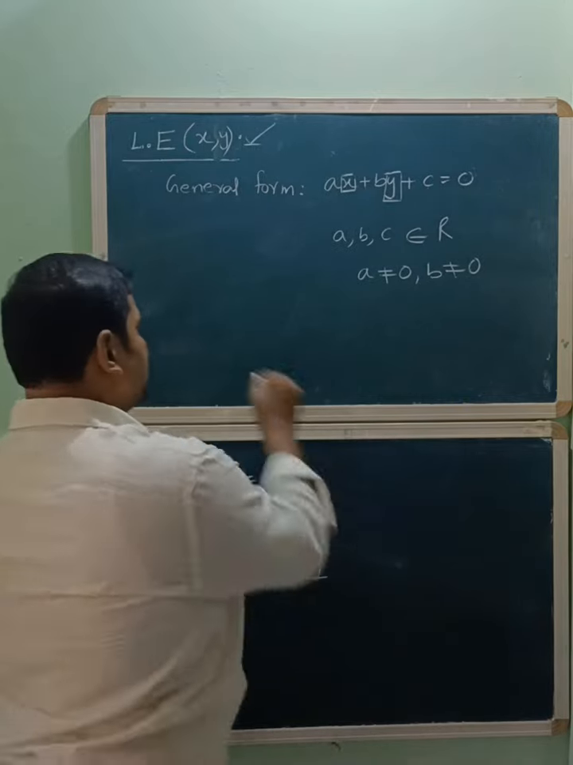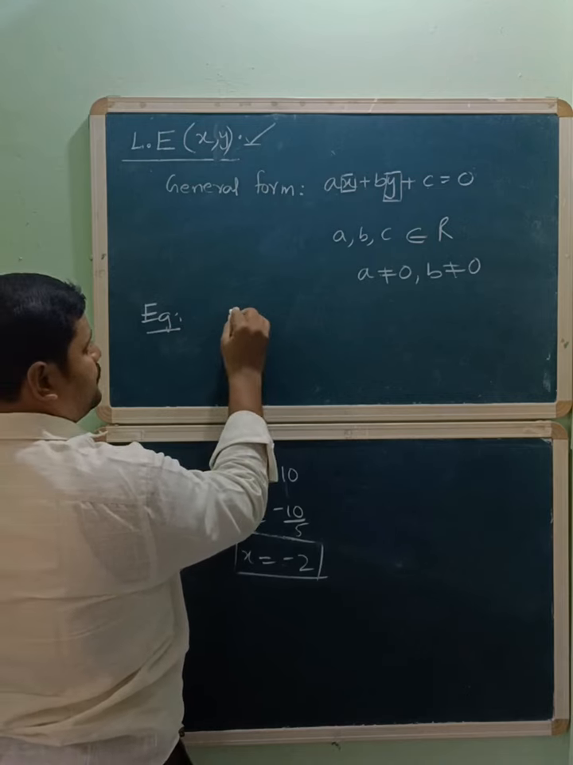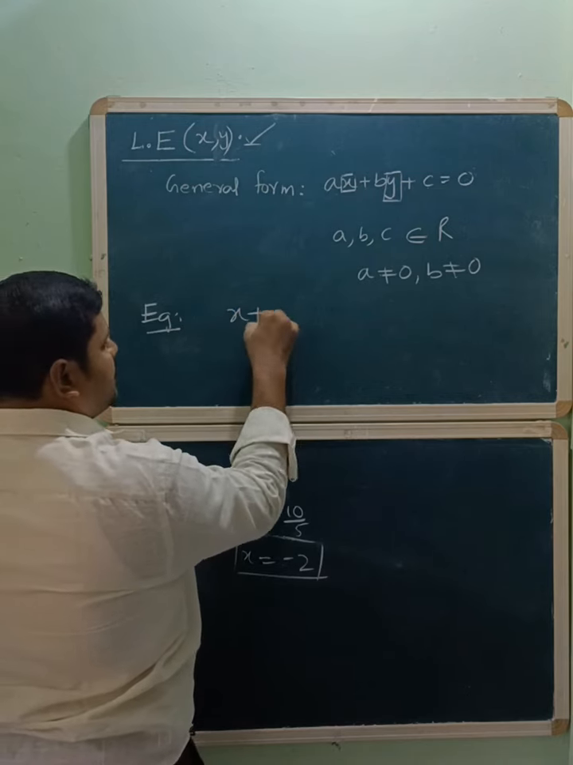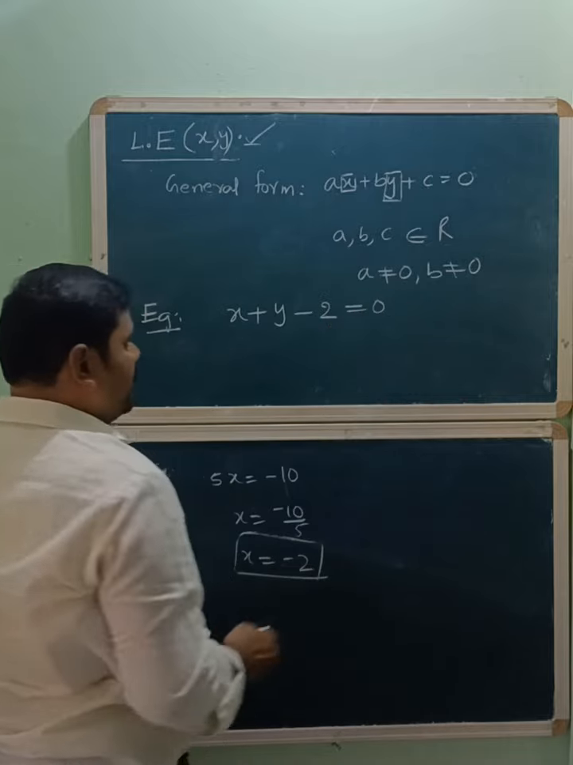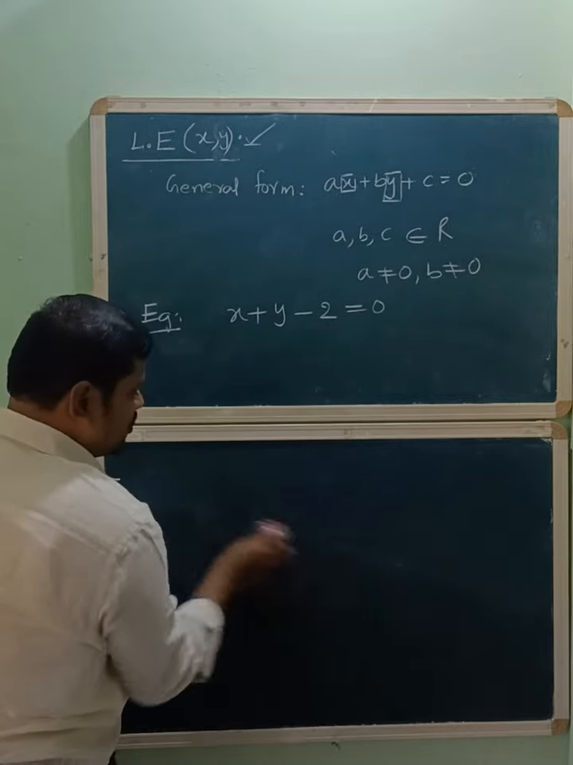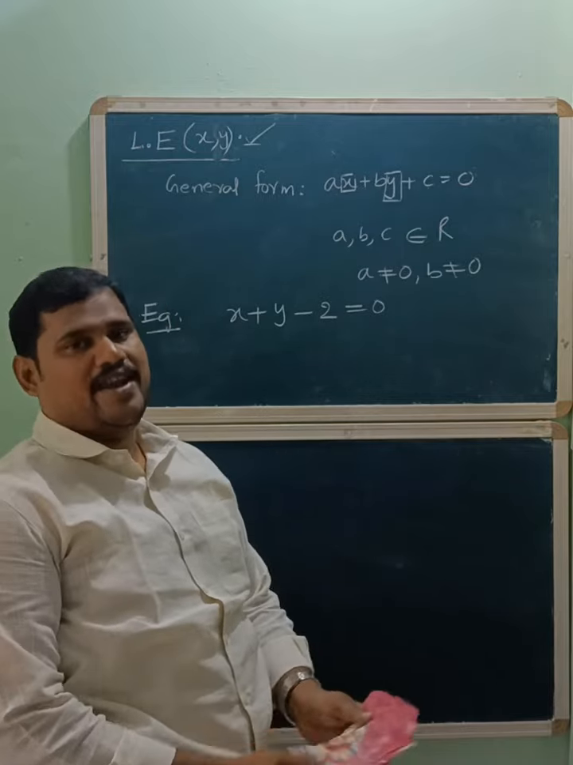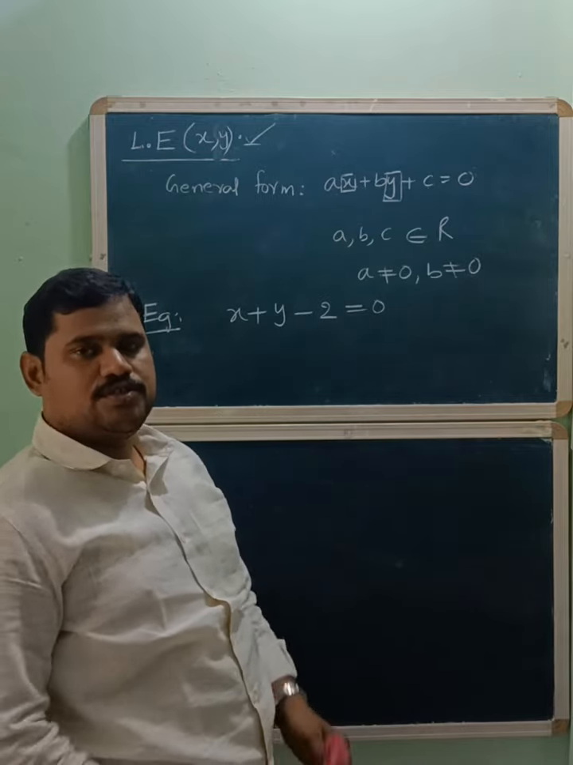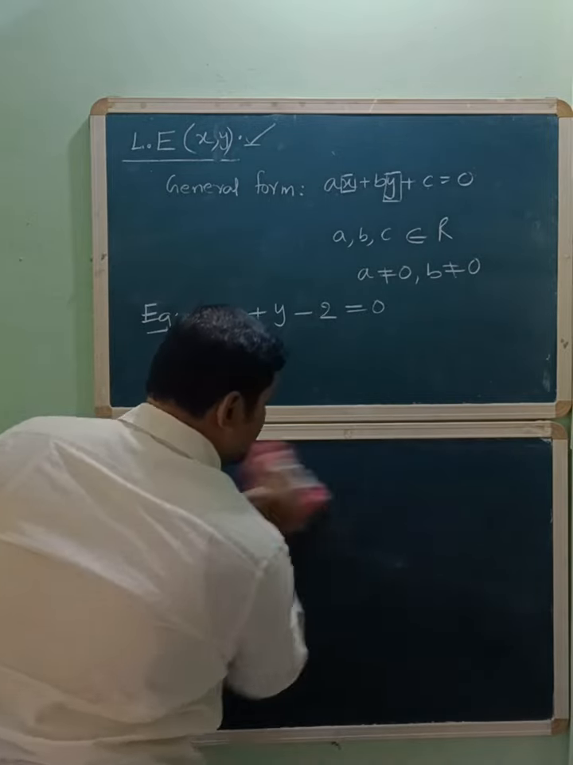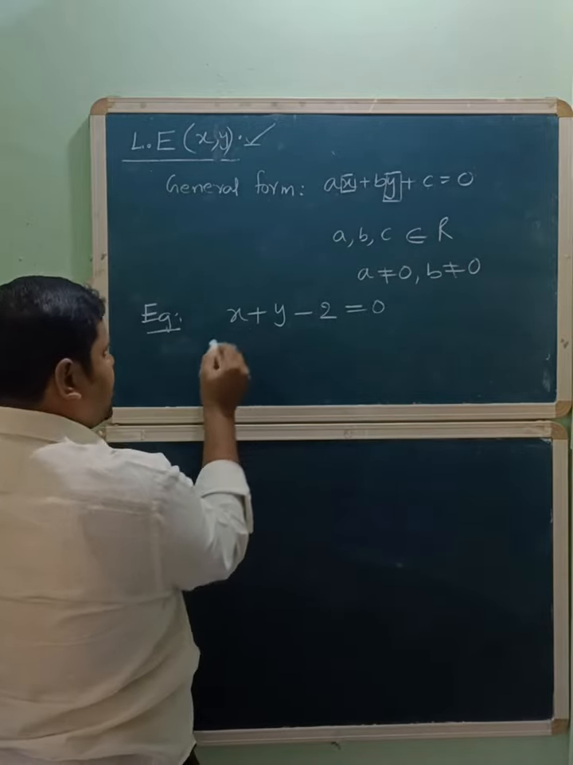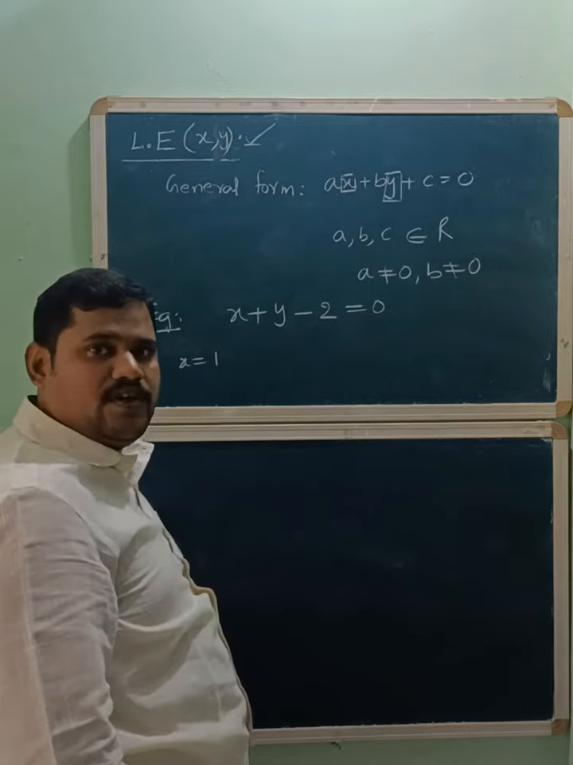For example, see here, x plus y minus 2 is equal to 0. This is a linear equation in two variables. Now first I can take x is equal to 1.